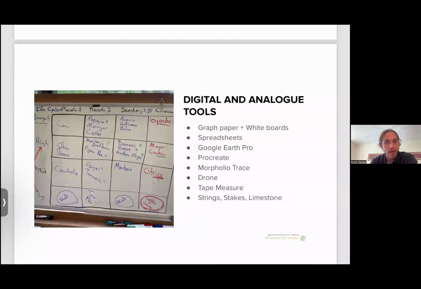Google Earth Pro, we do work on the iPad. I'm over here like on the iPad now. Procreate and Morpholio Trace are two programs that we use a lot. A drone is really nice. And then just out on site, you can do a lot with just tape measure, string, stakes, limestone, etc. Limestone, like crushed limestone, you would sprinkle on the ground to mark out rows, mark out plant locations, etc.